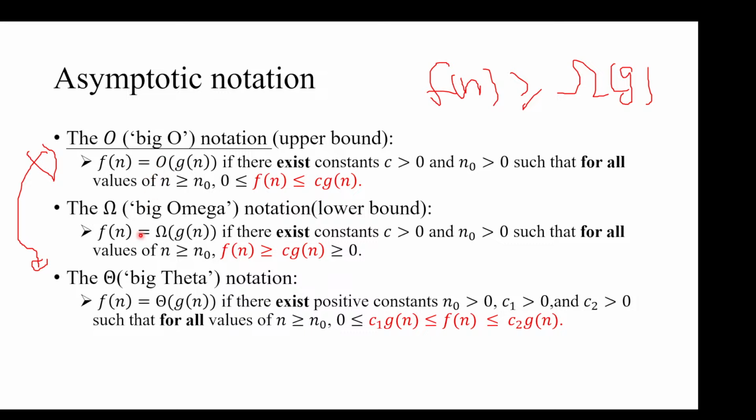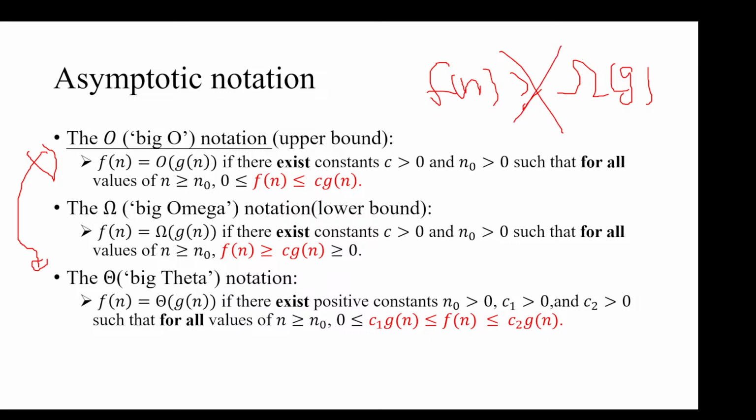The standard syntax for this big O notation is you always write the equal sign here. Okay, so even though you know this big O is an upper bound, you want to write f of n equal to order g of n. So this is in spirit correct, but in syntax not correct.